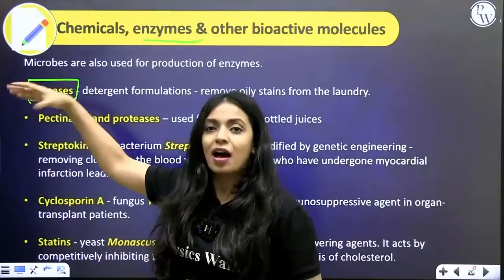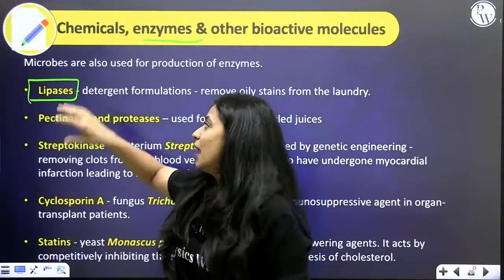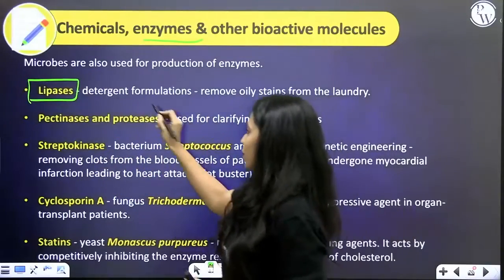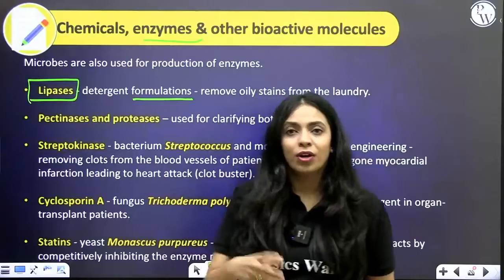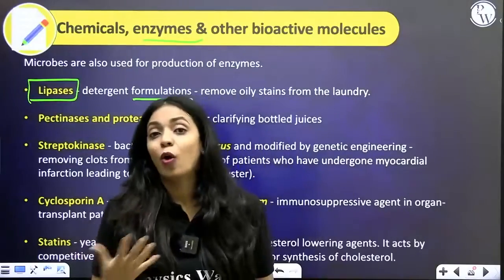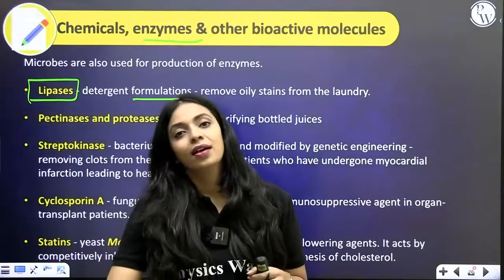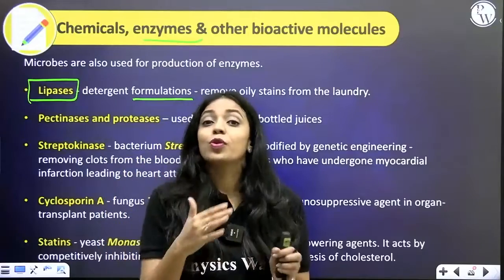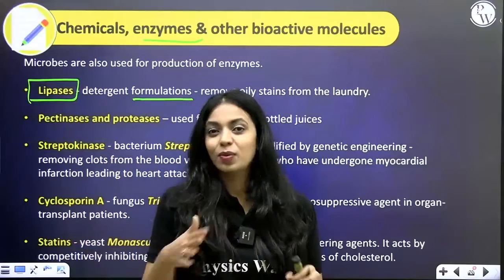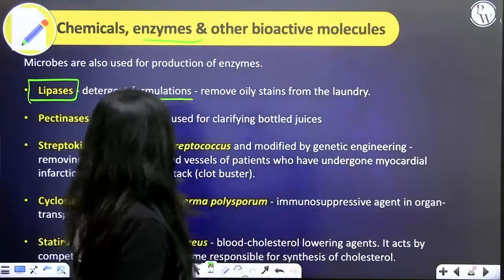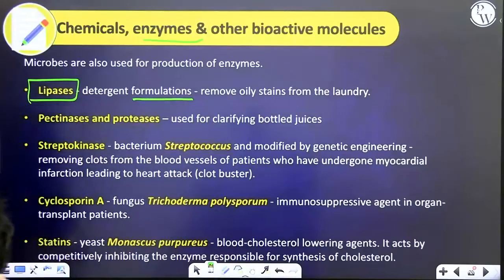These lipases are obtained from microbes and they are used in detergent formulations. Whenever there are any oily stains on our clothes, the oil can be broken down with the help of lipases and it will clear the stain. So it is used to remove oily stains from laundry.